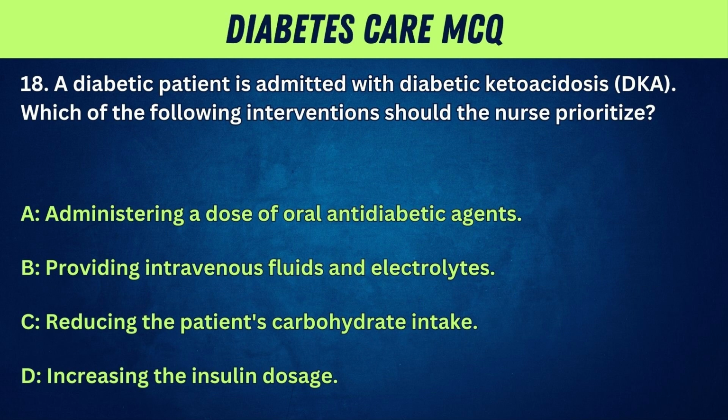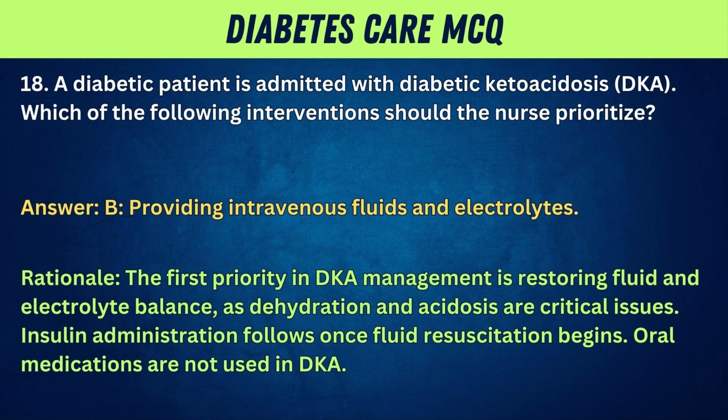18. A diabetic patient is admitted with diabetic ketoacidosis, DKA. Which of the following interventions should the nurse prioritize? A. Administering a dose of oral anti-diabetic agents. B. Providing intravenous fluids and electrolytes. C. Reducing the patient's carbohydrate intake. D. Increasing the insulin dosage. Answer: B. Providing intravenous fluids and electrolytes.